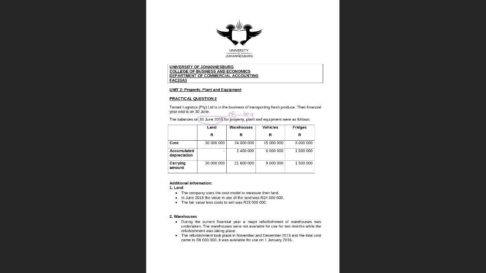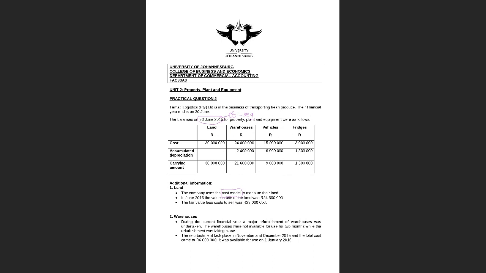Let's go to the additional information. It says the company uses the cost model. Remember that this morning we spoke in the lecture about how you have a choice. You can either use the cost model or the revaluation model. Here they are using the cost model, so you don't have to worry about any revaluations or fair value. We are just using the cost model. That's the first thing you should look at.